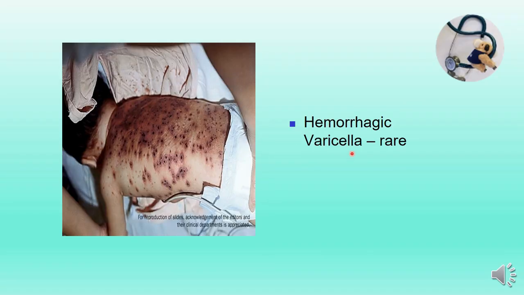Hemorrhagic varicella is another rare and life-threatening condition, considered as one of the complications of chickenpox. Here also you need to treat the child with immunoglobulin as well as acyclovir.